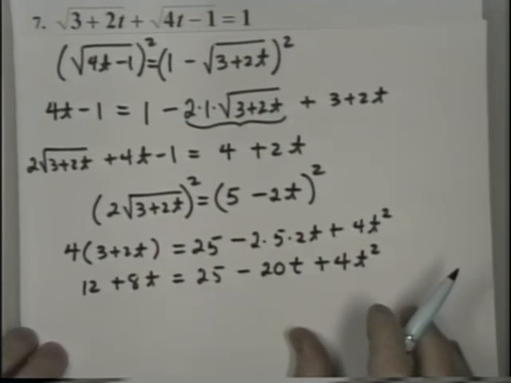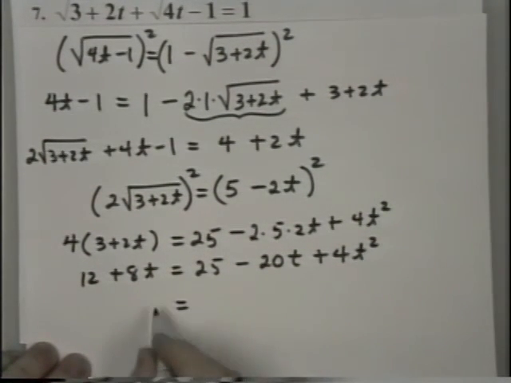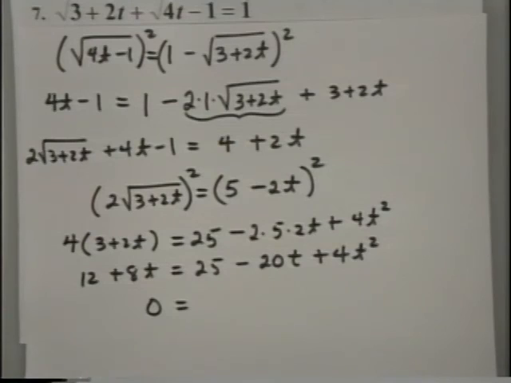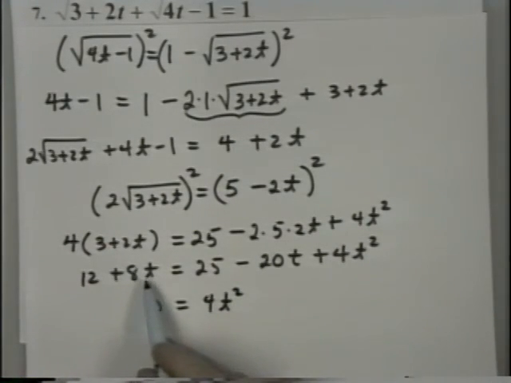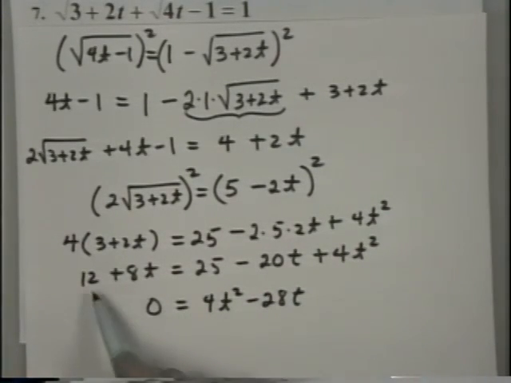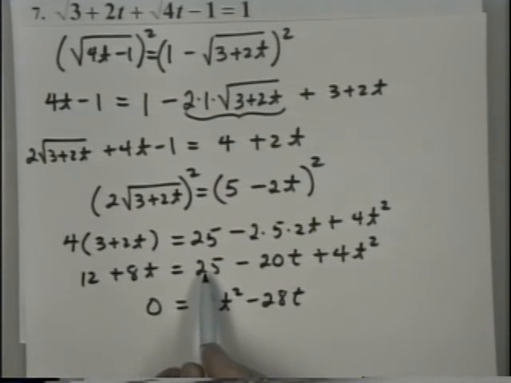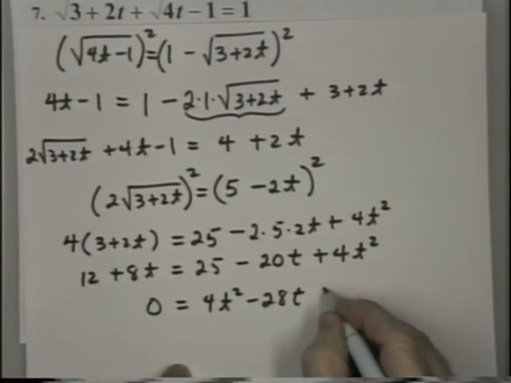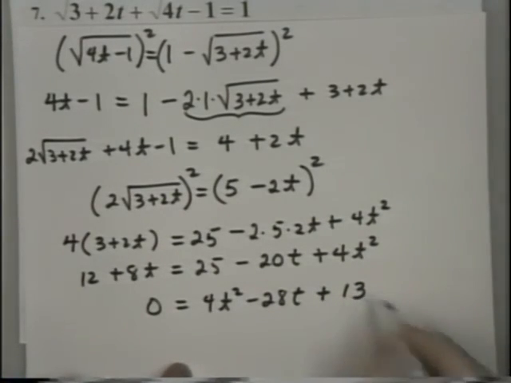Looks like a quadratic equation, so we know what to do with quadratic equations. You make one side 0. I'm going to make the left side 0. I'm subtracting everything on the left side to both sides. So I'll have 4t squared, subtract 8t from both sides, and that'll make that minus 28t, and then subtract 12 from both sides, and I'll get plus 13.